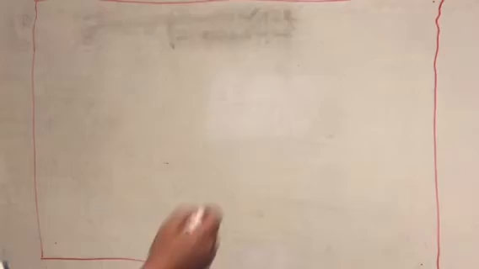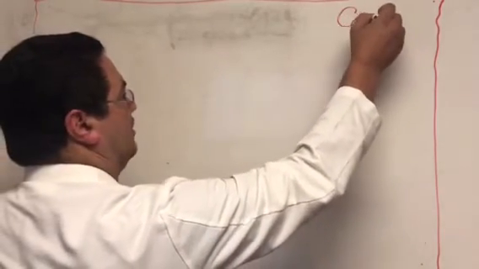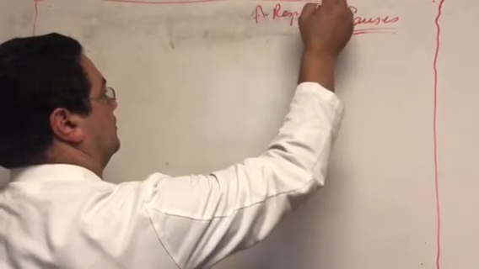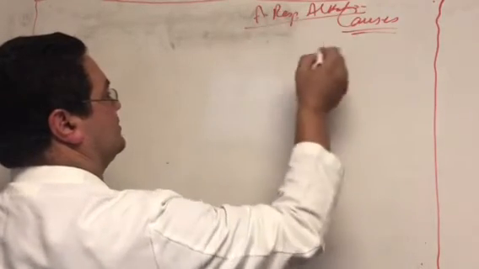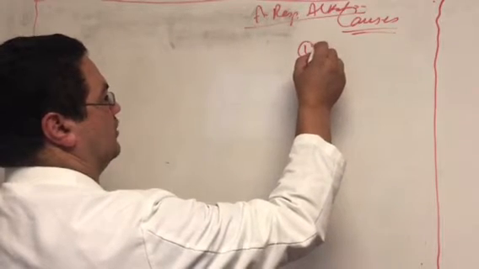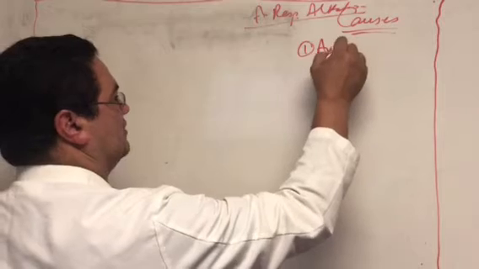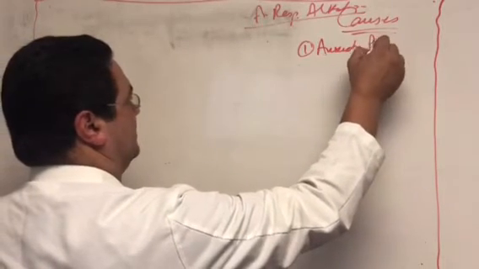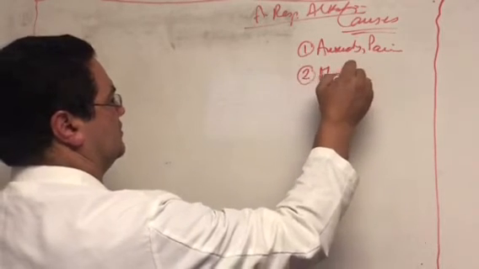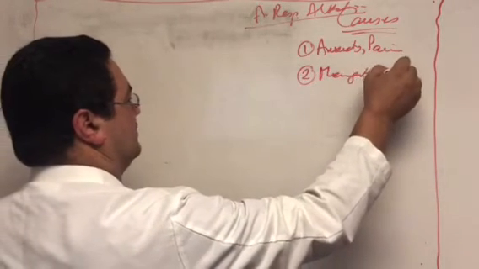That's the easiest one to talk about because it's basically anything that will make your brain excited. So if you're thinking about causes of acute respiratory alkalosis, you can make this as easy as you can. Number one is anxiety or pain. Number two, anything that will make you excited: meningitis or encephalitis.